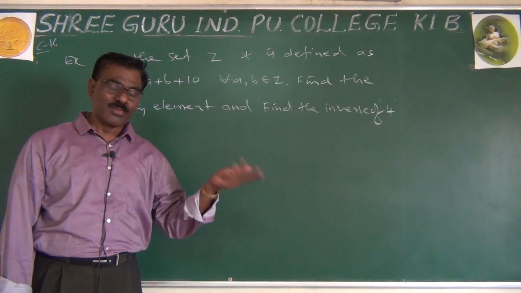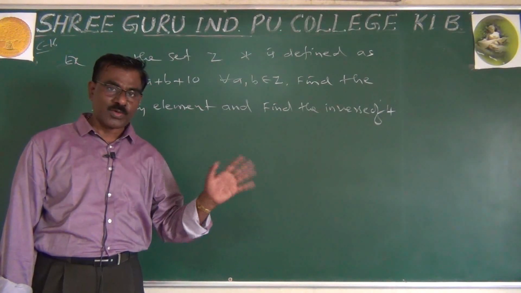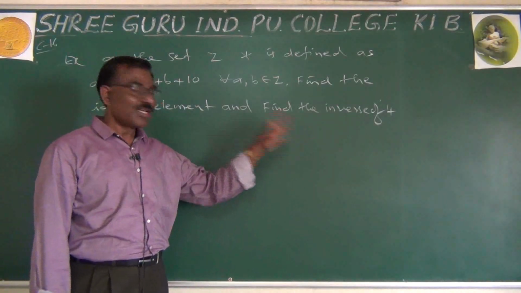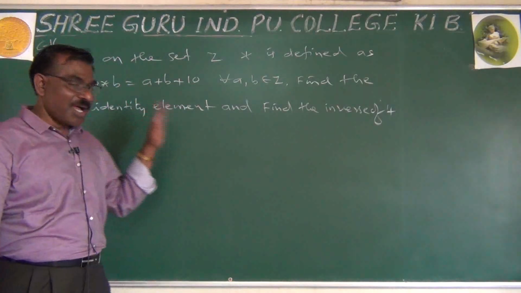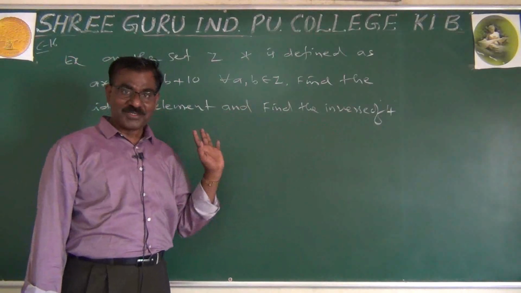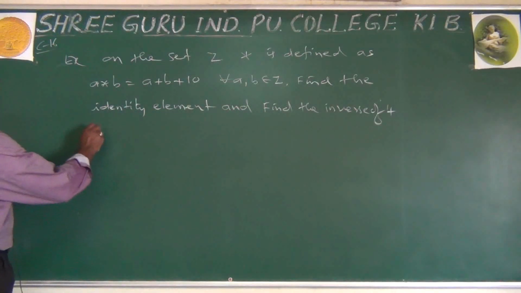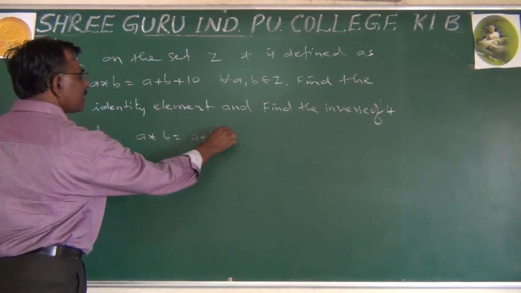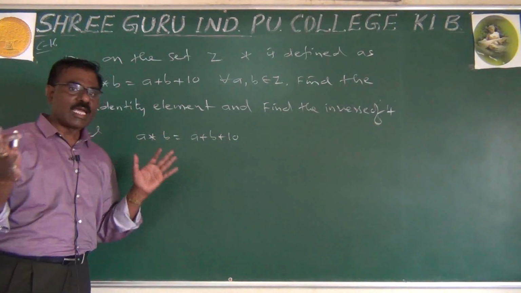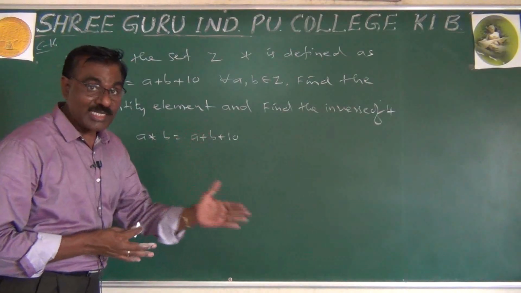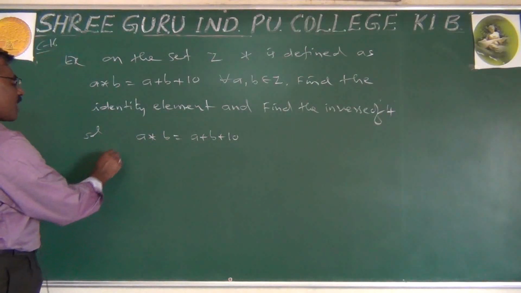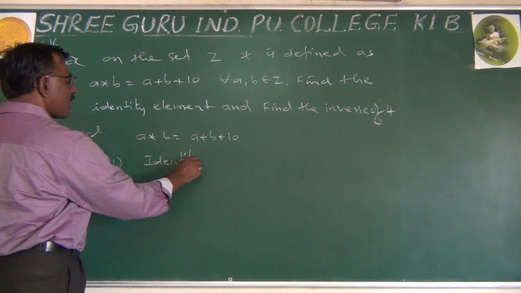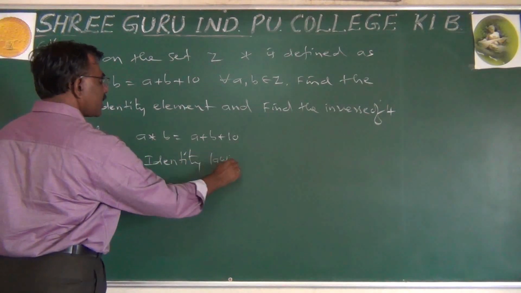But already problems are explained on how to solve commutative and associative. Now it is a different question: find the identity and inverse. How to find the identity, how to find the inverse. Now star: a star b equals a plus b plus 10, where a and b are two elements. Now what is the first one? Identity. What do you write? Identity law.